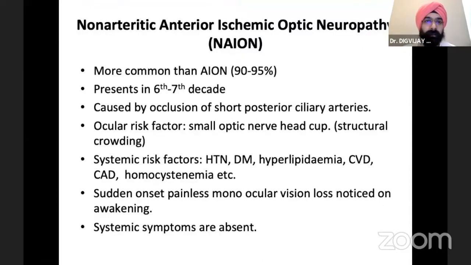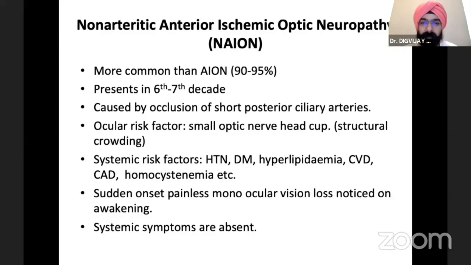So, briefly, I'm going to talk about NAION. Ischemic optic neuropathy is the bigger topic, and within that, we have non-arteritic anterior ischemic optic neuropathy, or NAION, and that's what we're going to talk about today, an update on what's happening in that field. NAION is a more common form of ischemic optic neuropathy. It's much more common than the arteritic form. So the majority of ischemic neuropathy is basically the non-arteritic phenomenon.